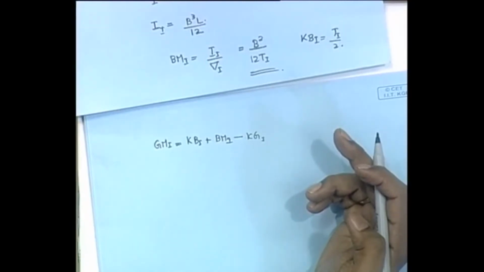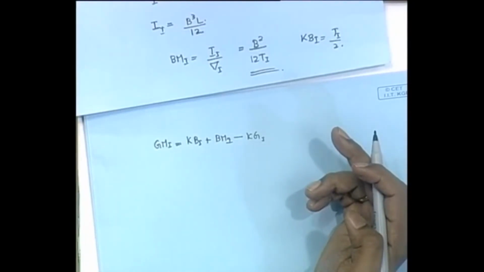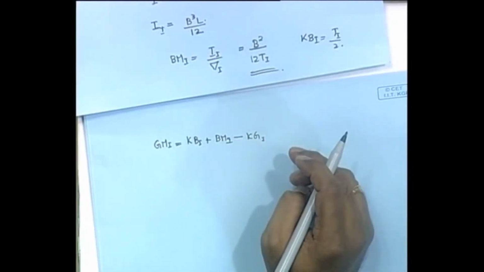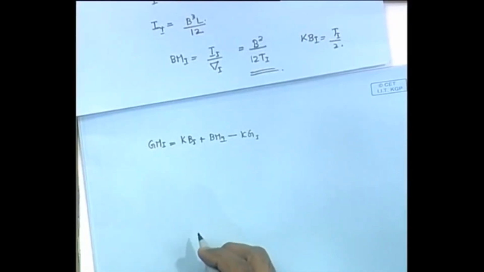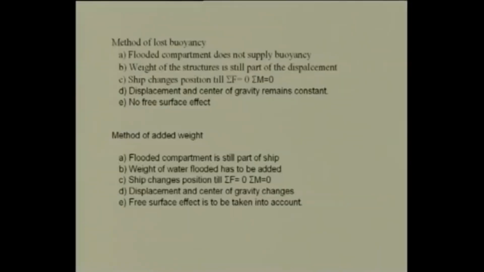Now, your Gm initially will be Kb initial plus Bm minus Kg. Kb is T by 2, where T is the draft, Bm is got by I by del, and Kg in this case is just half the depth. If we have not been given the depth, well, I think the depth is also given. Yes, the depth is given. Kg is somewhere exactly in between.